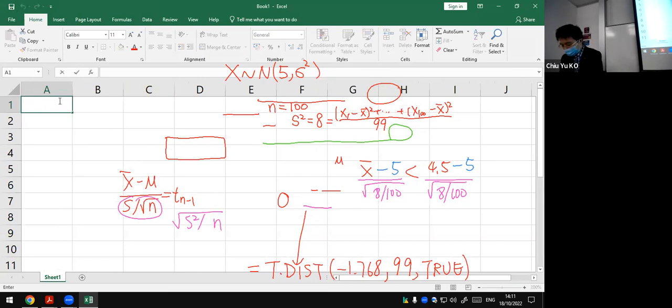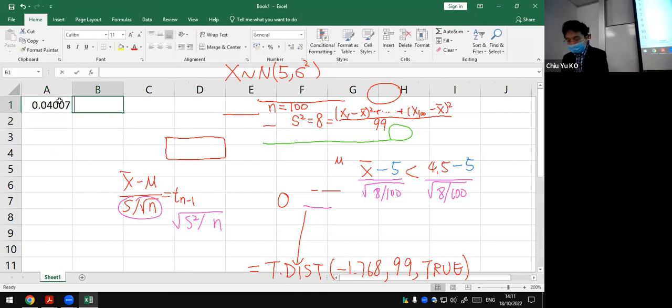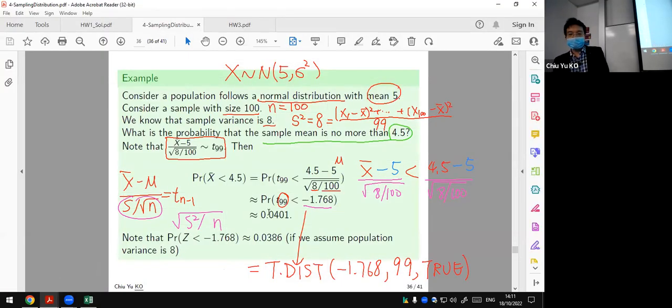So you would do T.DIST, negative 1.769, 99. Remember, for a continuous distribution it's always true. So this is the number, 0.004. That is very small, but that is what we expect.